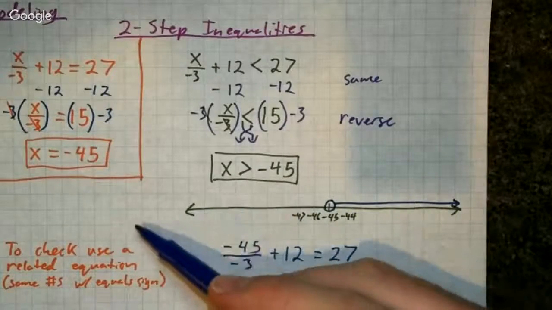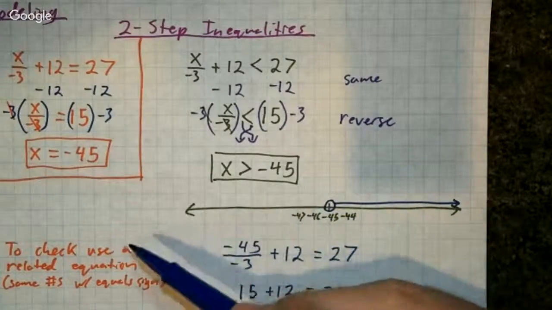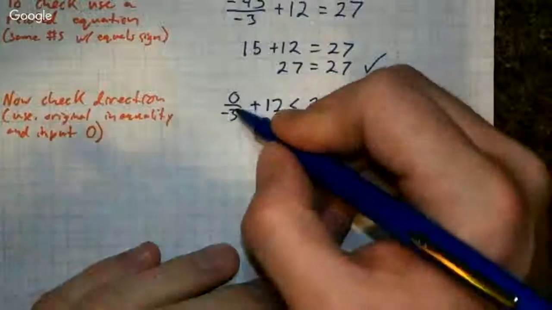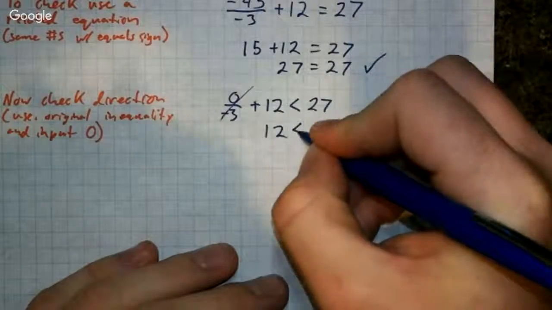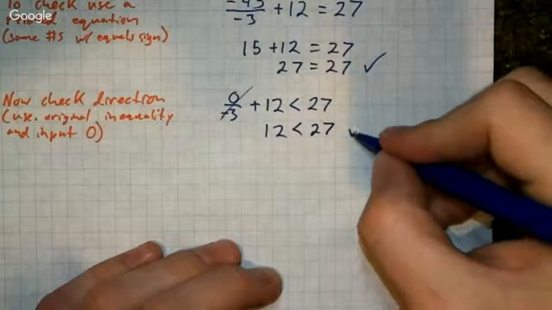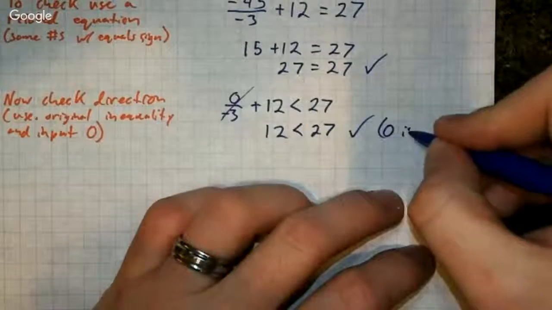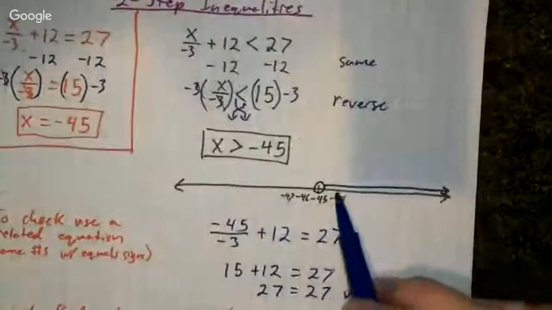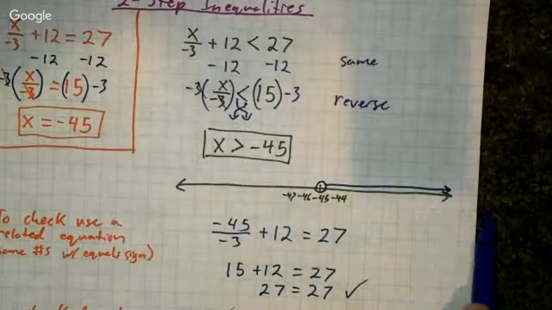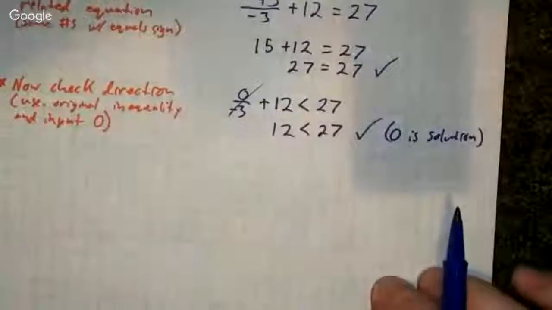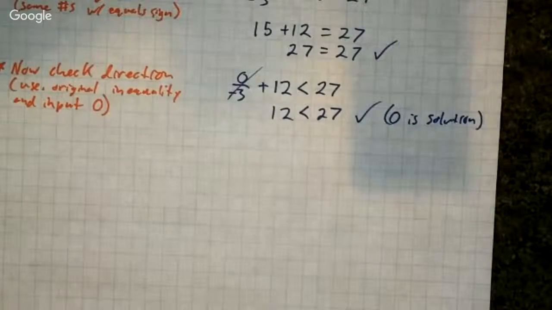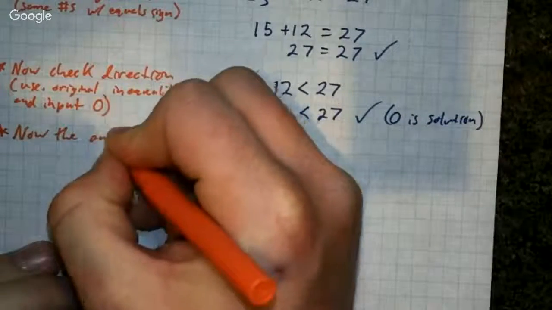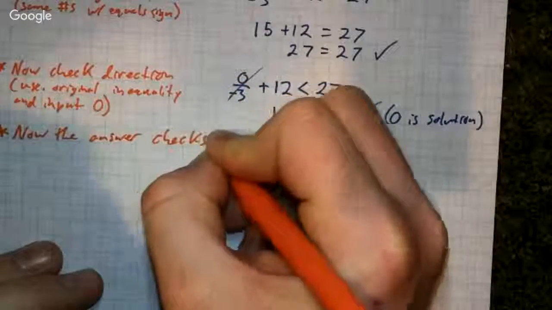This way, you're not going to run into 0. This way, we'll go on in negatives forever. So we're checking the direction. So 0 over negative 3 is going to give us, well, 0. 12 is less than 27. Is that correct? Yes. So that means 0 is a solution, meaning our direction is correct, because in this case, the arrow is going to hit 0 at some point. So now that we've done all of that, the answer checks. Beautiful.